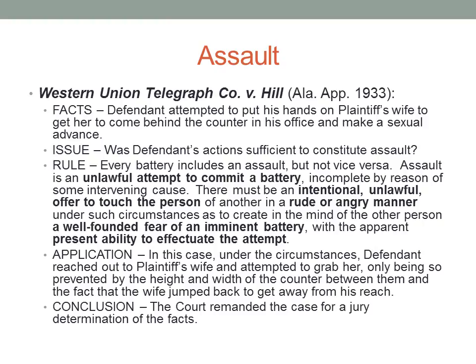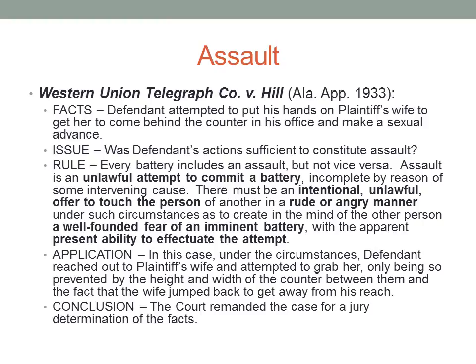So let's look at some cases. Western Union Telegraph. This case involved the plaintiff and defendant. Here, the defendant was under a contract with the plaintiff to fix a clock. The plaintiff's wife had called the defendant and said that their clock was out of order and needed to be fixed. Nobody showed up, so she went down to the desk and saw the representative of the defendant sitting there.